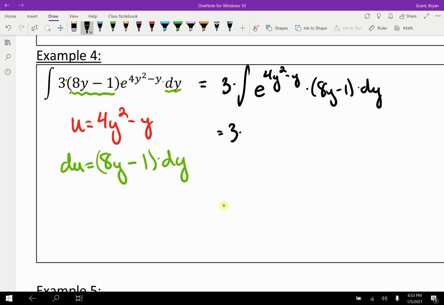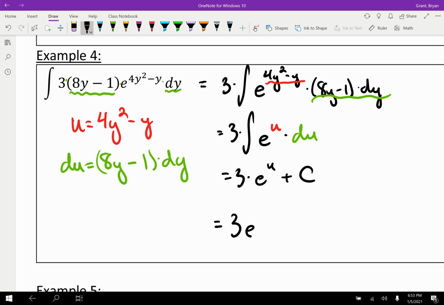And now I think our u substitution might make a little more sense. 4y squared minus y is our u. 8y minus 1 dy is our du. Get colors in there. And cool, now we have a pretty easy antiderivative. The antiderivative of e to the u with respect to u is just itself. It's just e to the u. And then don't forget your plus c. Finishing this off, 3e, our original u substitution was for 4y squared minus y plus c.